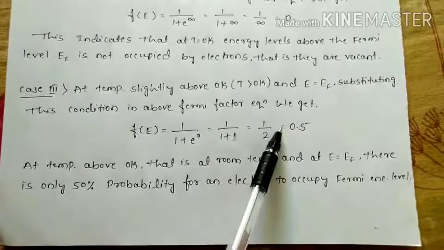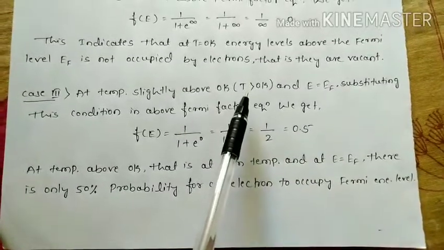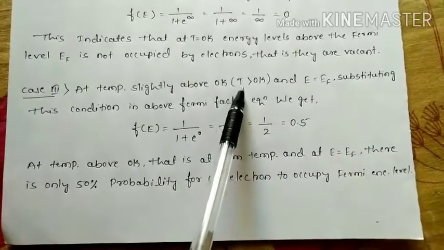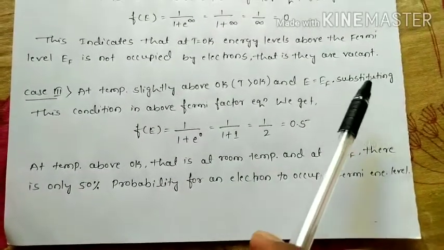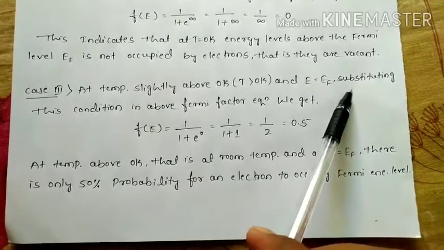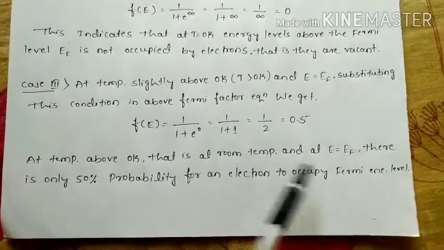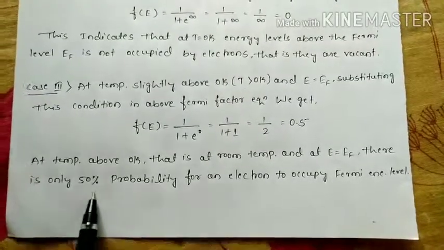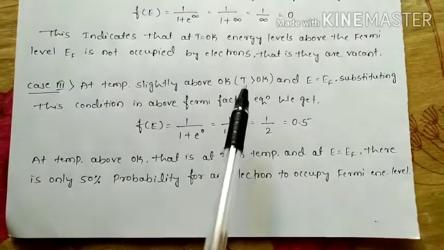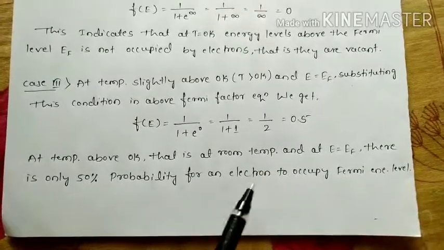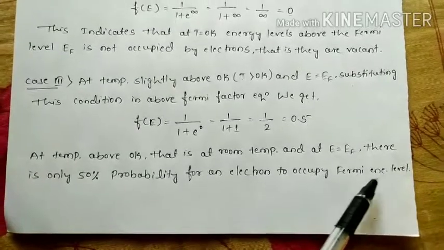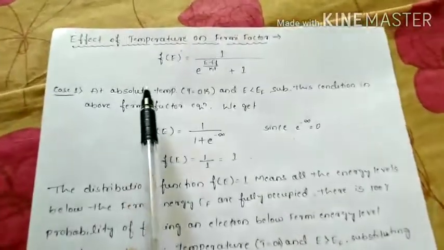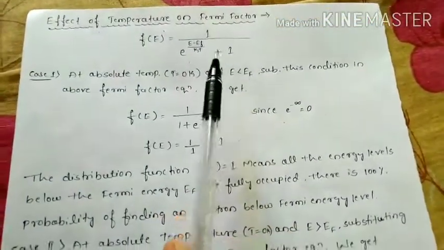Now why is this the case? As we have already discussed in the probability factor, when you increase the temperature, electrons will absorb energy and get shifted to higher energy levels. So the probability is 50-50. Only 50% probability will be there if you go on increasing the temperature. That is, you may get an electron at the Fermi energy, or you may not get the electron at the Fermi energy level. So this is how we discuss the effect of temperature on the Fermi factor. Thank you.